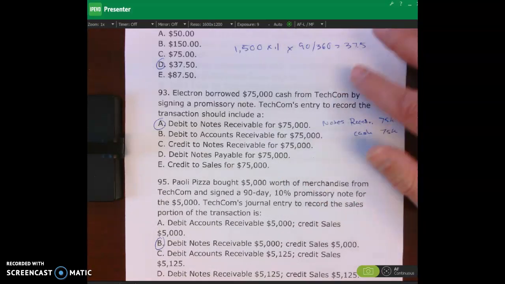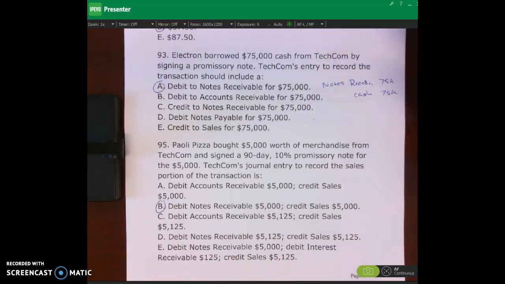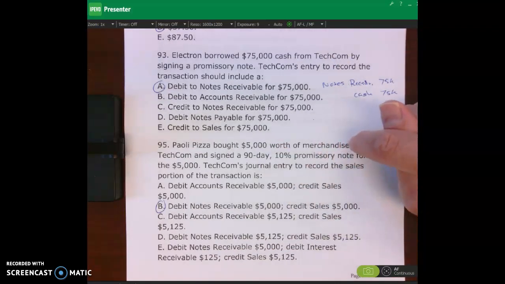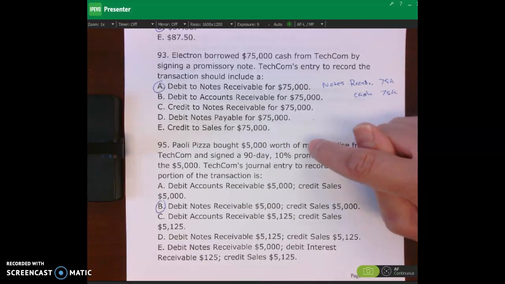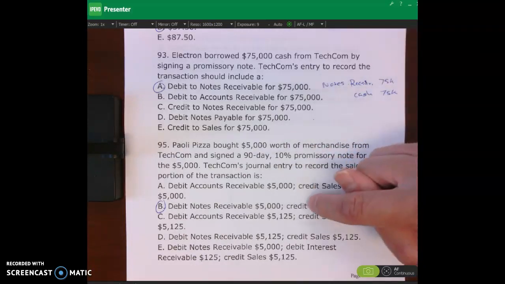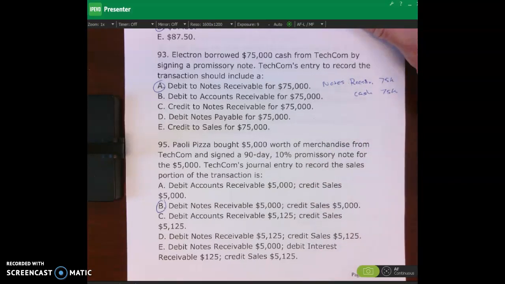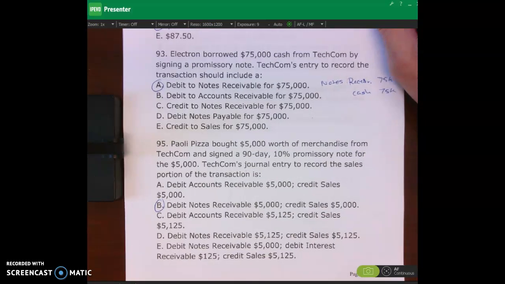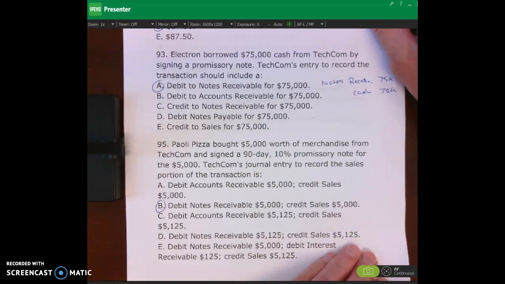That's why it's not a sale. Now, 95, the one that is a sale, is number 95, because our pizza company bought $5,000 worth of merchandise from TechCom. Remember, we're TechCom. What is our journal entry as TechCom? We debit notes receivable, and then we credit sales. So B is the right answer for number 95. A is the right answer for number 93.